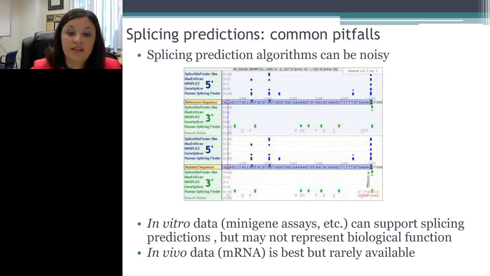Certainly in vitro data, things like mini-gene assays that can support the splicing predictions are excellent to have. However, these may not always represent biological function. And in vivo data, so if we can get mRNA data from actual human individuals with these variants, that is really best, but unfortunately, from our experience, that's rarely available in the literature.